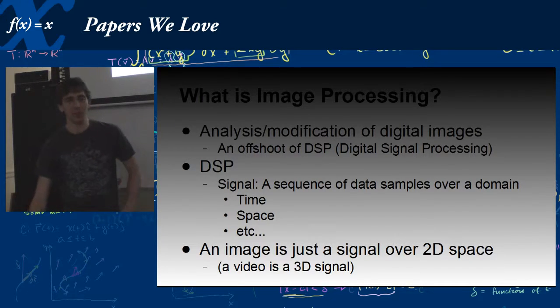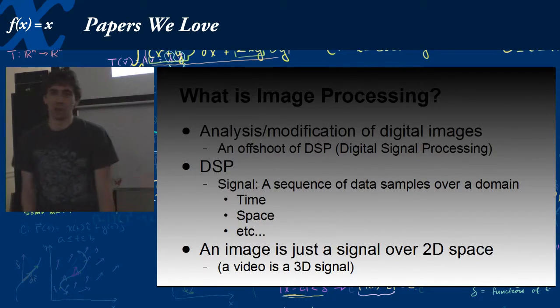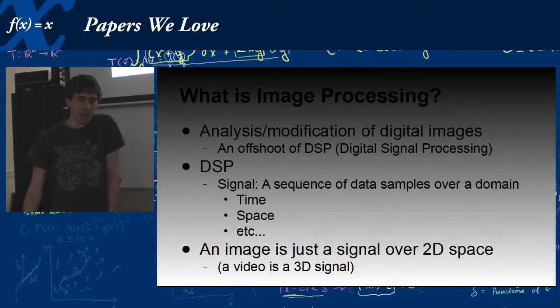It's analysis and modification of digital images to some particular end. It's considered an offshoot of digital signal processing, which is how we process any kind of discrete signal that we have in our computer, so any kind of audio or radio transmission, things like that. Images are really no different, and we use a lot of the same techniques to do so. Just some sequence over a domain. Usually it's time if you're thinking about an audio signal, but for images it's signal over space, but really it's just a function over something. So it's not that much different.